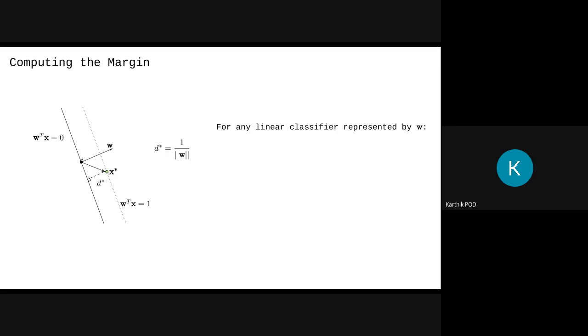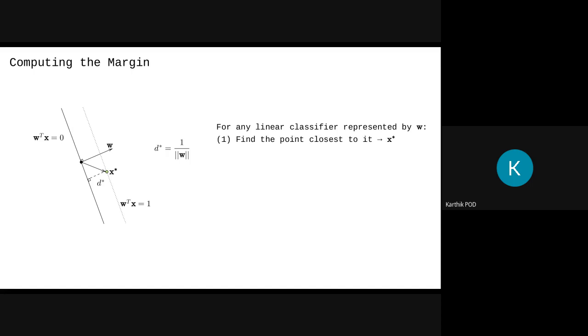Any questions? Okay, so the next step would be to compute the margin. So this idea of margin is kind of generic to any linear classifier, right? So not particularly the optimal classifier that we are looking for. Any linear classifier for which there is a weight vector W will have a margin associated with it. Okay, so there is a proper procedure to find what this value is.